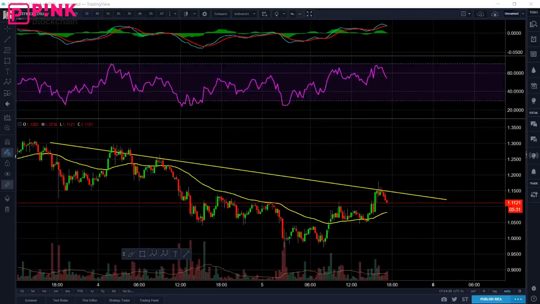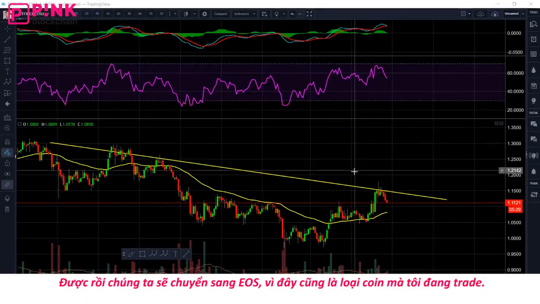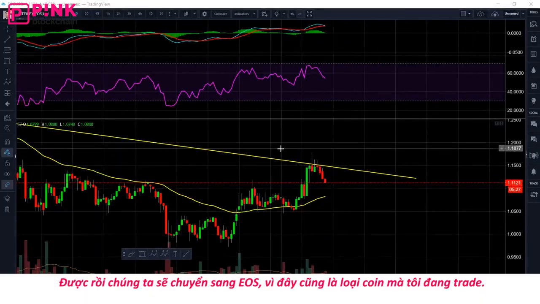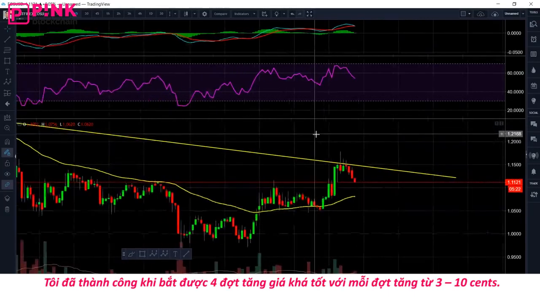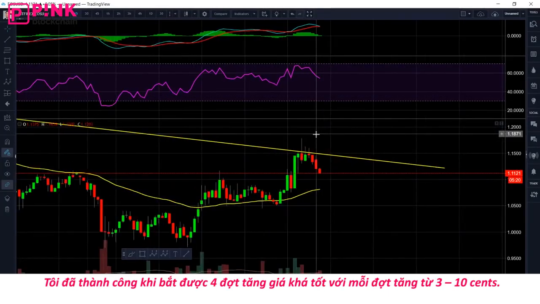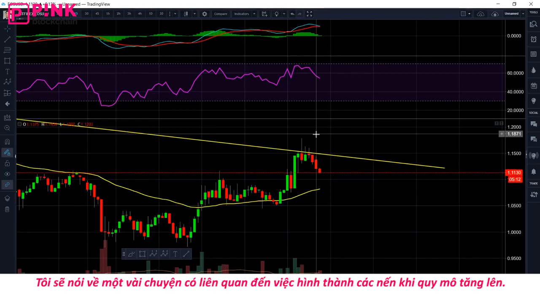Okay, guys, just to change up the pace a little bit, I actually diverted my attention to EOS right now because that's also what I'm trading right now. I've made, I think, 4 successful, really good scalps already, ranging from anywhere between 3 cents to 10 cents per scalp, right? But just to talk about side topics while we're doing this candlestick formation video, scalps really add up, guys. They really add up right now.